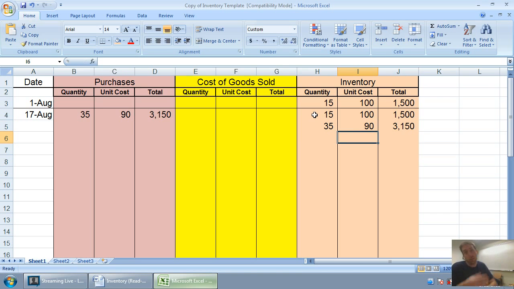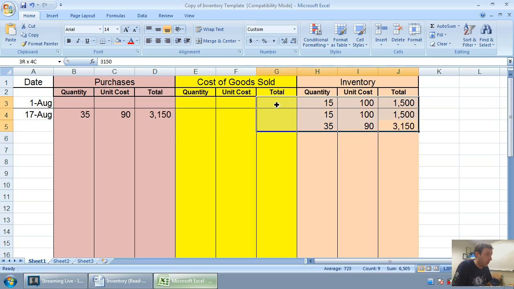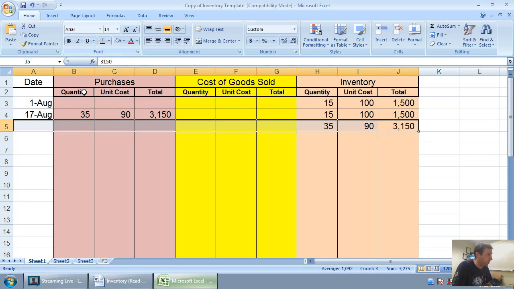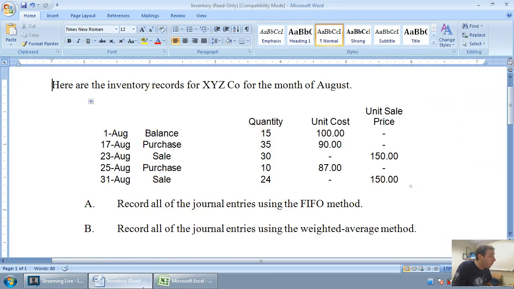Now, I've got to tell you, the first time I did this when I was a student, I would always want to add these together. If you're doing FIFO or LIFO, don't mix your inventory. Just say, okay, I've got 15 at 100 and 35 at 90, and that's it. So that's it. Whenever you make a purchase, just add it onto the list. Now, on August 23rd, we make a sale.